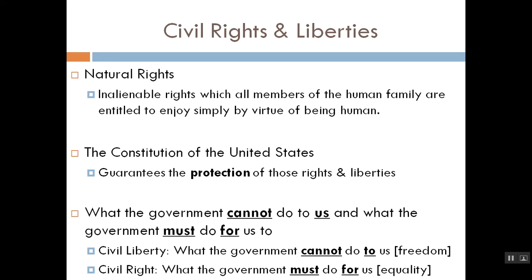A natural right is an inalienable right innate to human nature. In other words, these are the rights enjoyed by all members of the human family simply by virtue of being human. Understand that natural rights are protected legally by the Constitution, but that they are not created by the Constitution. Natural rights come from your nature as a human being.